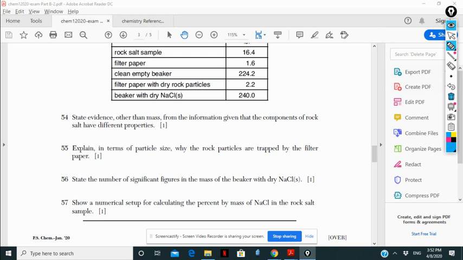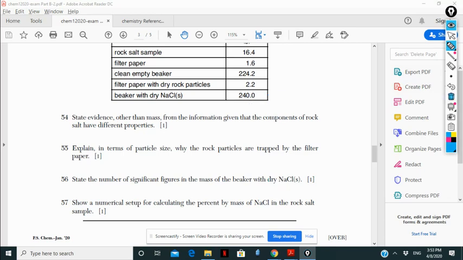It asks for the number of significant figures in the mass of the beaker with dry sodium chloride. I have a decimal point, so I count every number: 1, 2, 3, 4. So that's 4. The decimal point makes you count all the numbers starting from the first significant number. The first significant number was 2 because you start from the left. I count 2, significant; 4 is significant; 0 is significant; 0 is significant.